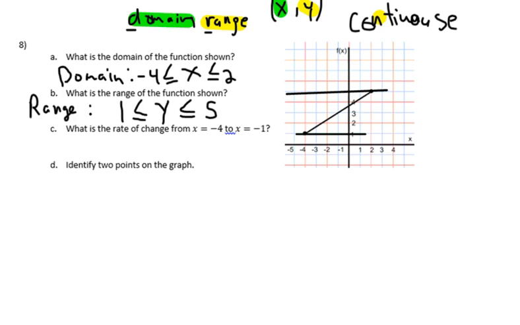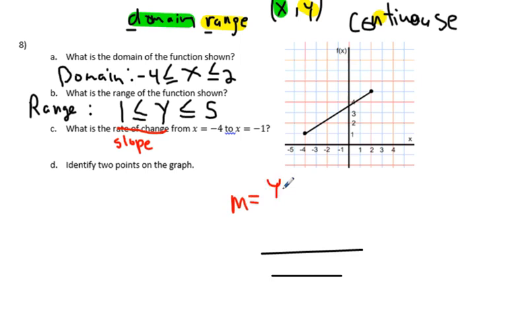Now, let's get these out of the way because the next question says, what's the rate of change from x equals -4 to x equals -1? So a synonym for the rate of change is slope. And one way of finding the slope is to use a slope formula. M equals y sub 2 minus y sub 1 over x sub 2, take away x sub 1. And so this coordinate right here is a coordinate -4, 1. This coordinate over here is a coordinate 2, 5.